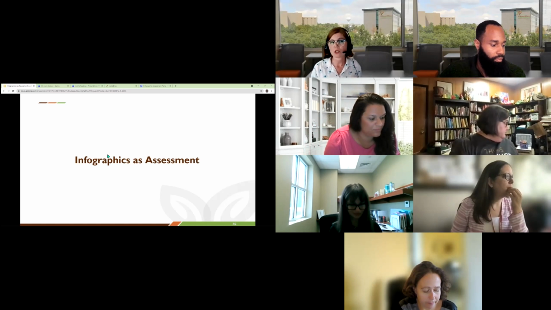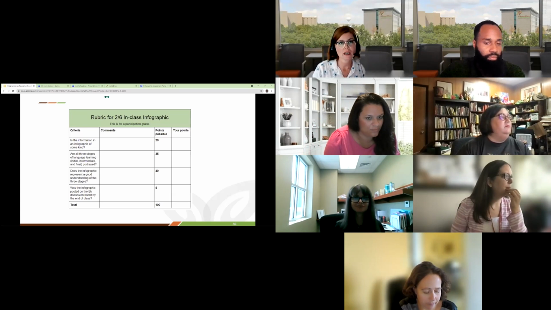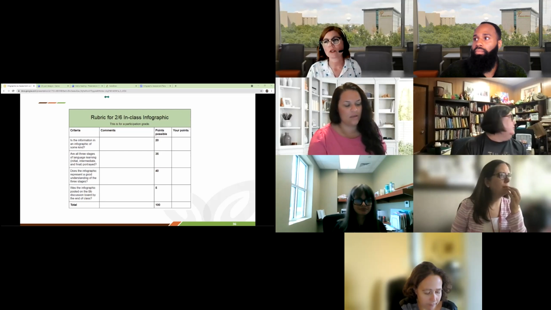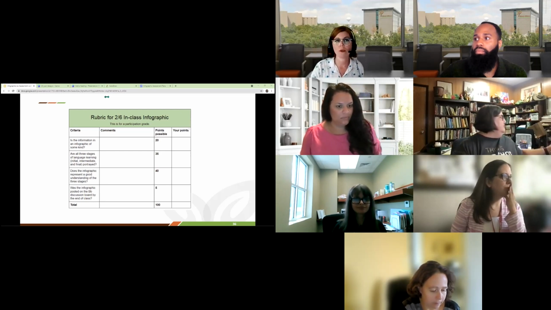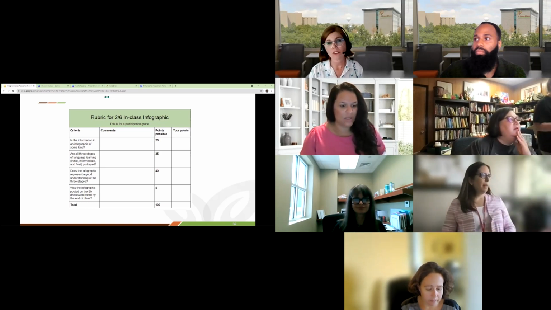So first I'm going to show an example of a formative assessment. And this is the most common question I get about infographics as assessment: well, how do I grade it, or how do I assess it, or how do you make a rubric for it? Well, it's pretty easy, just like you'd make a rubric for any other assignment.